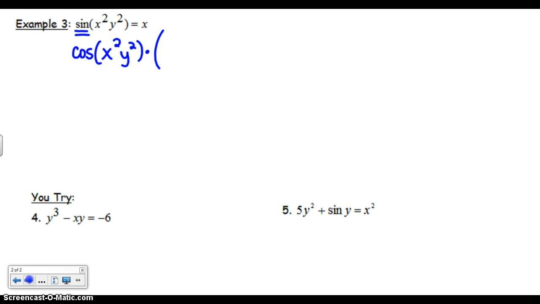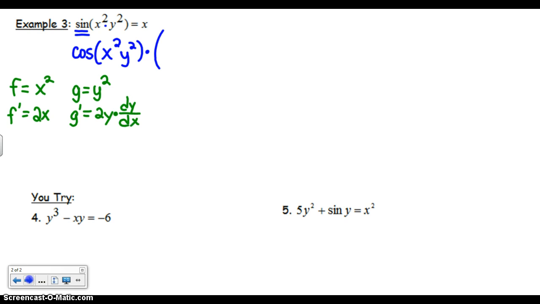But in this case, the inside is a product rule. There's a multiplication there. It's x squared times y squared. So off to the side, I'm going to set up my product rule. So my x squared is my f. My g is my y squared. So the derivative of x squared is 2x. The derivative of y squared is 2y, but again, you have to times it by dy dx.